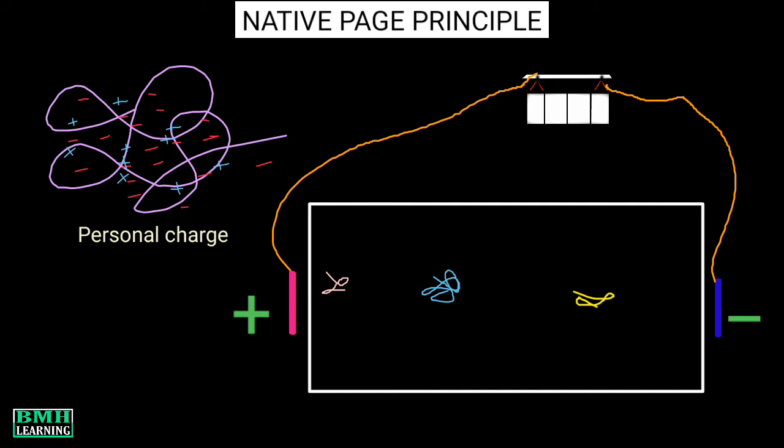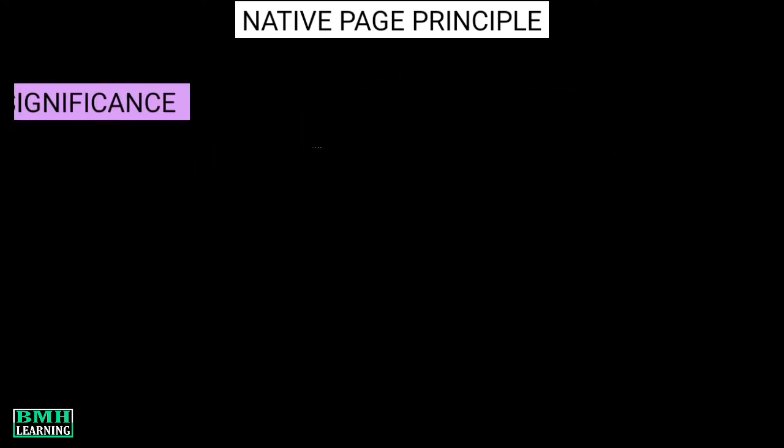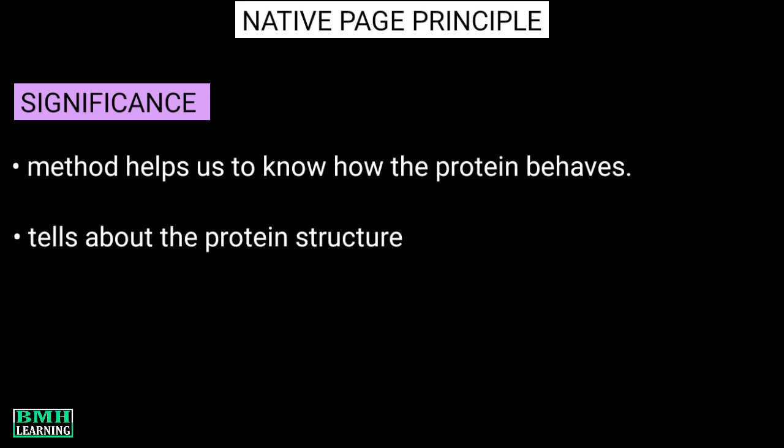What we can observe and understand from this, we can say how this thing is useful to us. So if we are running native PAGE for, say, protein X, we already know the X protein will migrate up to this specific position. And repeating the procedure over and over again will give us the same result provided we are using the same experimental conditions. So the significance is that the method helps us to know how the protein behaves. It tells about the protein structure as compared to SDS, in which we only want the protein of interest to get separated from the rest.